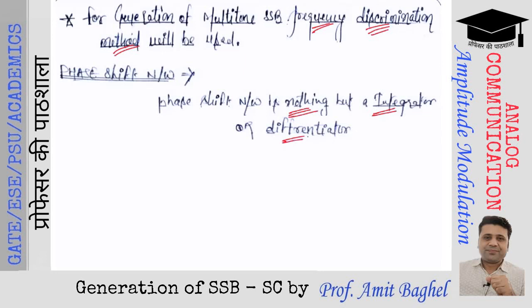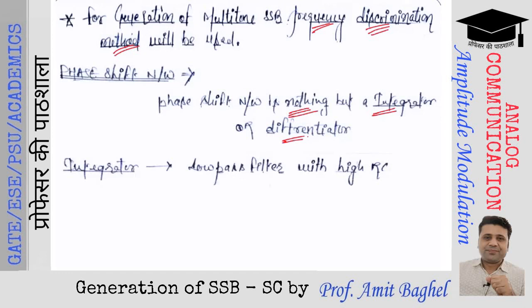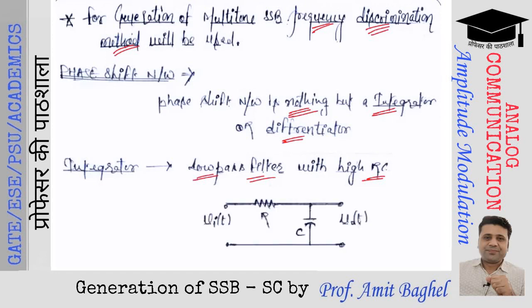What does an integrator circuit look like? See, an integrator circuit is a low pass filter circuit with a very high value of time constant RC. This is an integrator circuit where we apply the input Vi, and we get the output V0(t), which is the integration of the input. That means V0(t) will be the integration of Vi(t) dt multiplied by some constant coefficient.